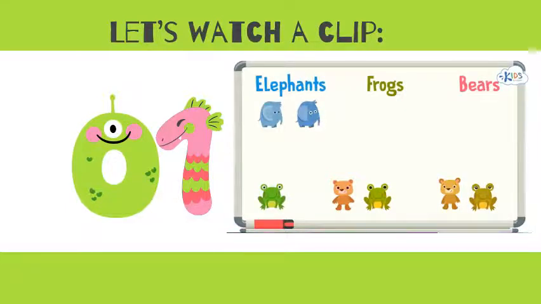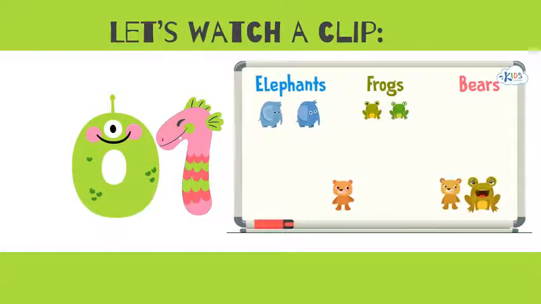Now, let's find the frogs and sort them. I found the first frog. Let's put him in the group for frogs. Can you find any more frogs to sort? Got another. We can put this frog in the group for frogs too. Are there any more frogs left? Yes, there are. Here's the last frog. Let's put him in the group for frogs and we can move on to sorting the bears.